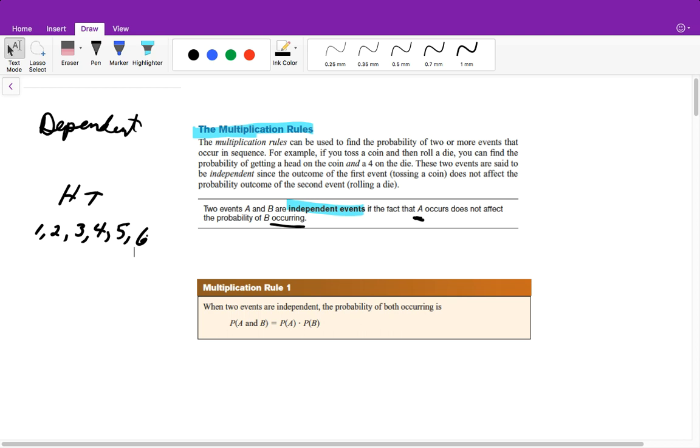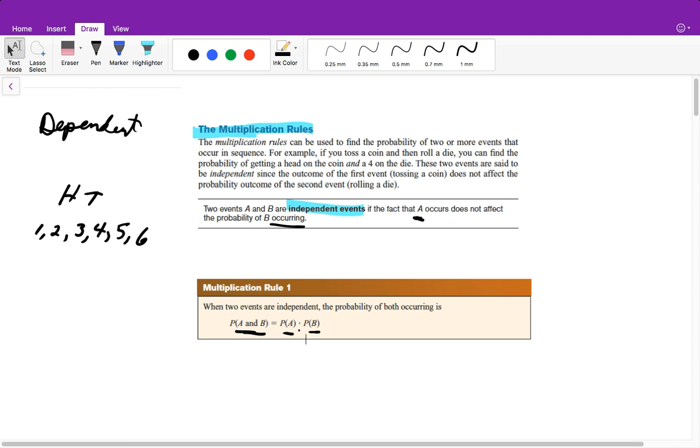So they're independent. And when we're looking for independent events, it's really easy when we're trying to find the probability of both occurring, the probability of A and B. We find the probability of the first event, the probability of the second event, and we just simply multiply them together. So it's actually pretty easy to solve these.